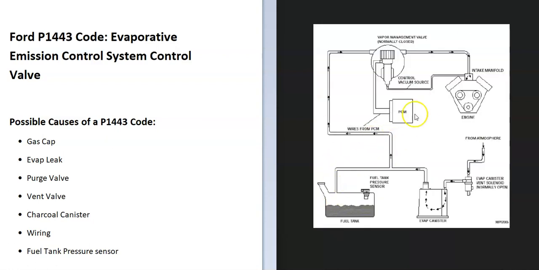Well, modern vehicles have what's called an evap system. And the evap system basically takes all the gas vapors from the gas tank and feeds them back into the engine to get burnt off so they don't escape into the atmosphere. This is for emissions. And the onboard computer's seen a problem with this, so it's going to have to be troubleshot to know why. Some possible causes: it could be a bad gas cap, an evap leak, a purge valve, the vent valve, a charcoal canister, something in the wiring, and possibly a fuel tank pressure sensor.